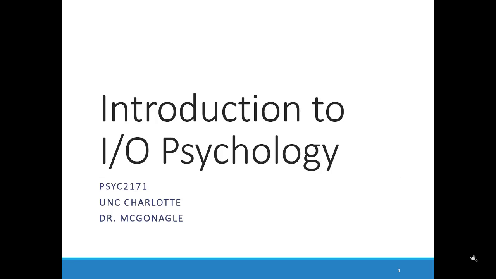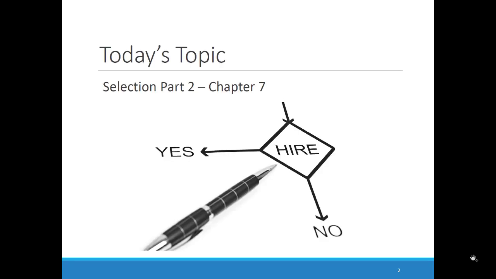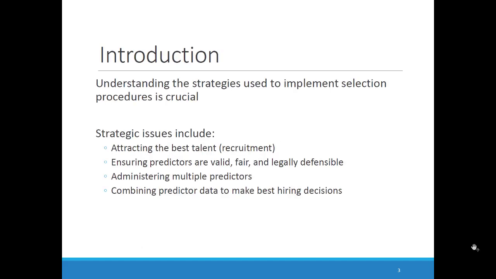Hi class, this is Dr. McGonigal, and today we are continuing our conversation about employee selection. And this is chapter 7 in your textbook, so it's technically selection part 2. And in this video, we are going to talk specifically about recruitment strategies and issues of validity.